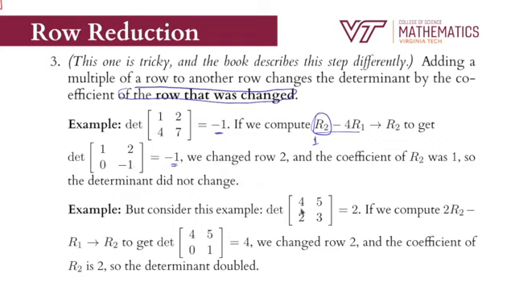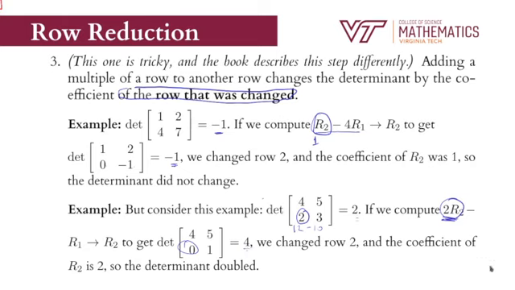But here's a different example down here. If we do calculate this determinant, it's 12 minus 10. And this time I'm going to try to get a 0 here by doubling row 2. 2 times row 2 minus row 1. So that makes 4 minus 4 is 0. And then 6 minus 5 is 1. But row 2 was the row that changed. And the coefficient of the row 2 is a 2. And so the determinant doubles when we do this. So it's now 4 minus 0, which is 4.